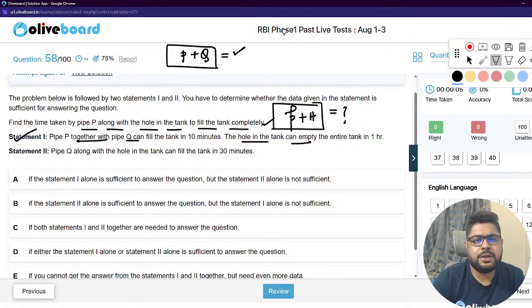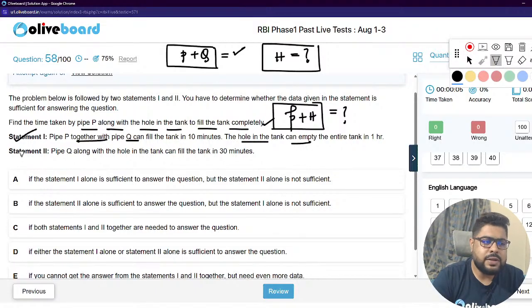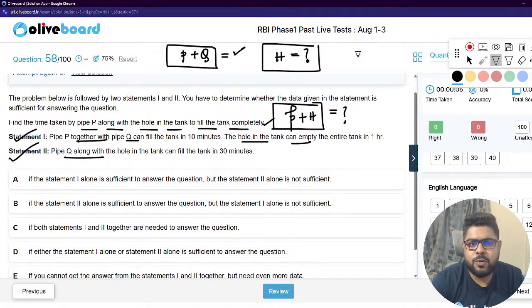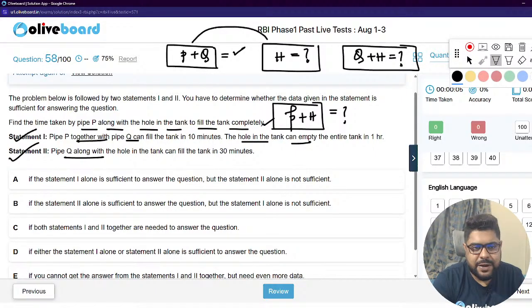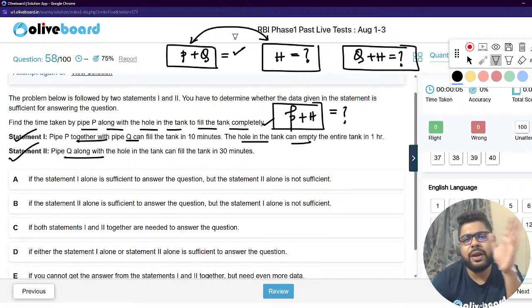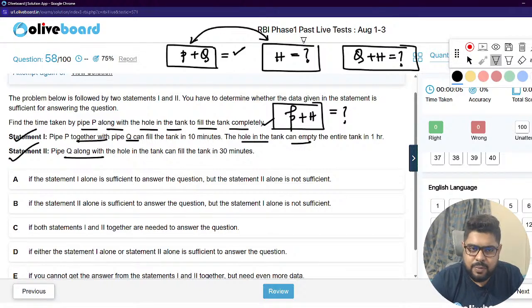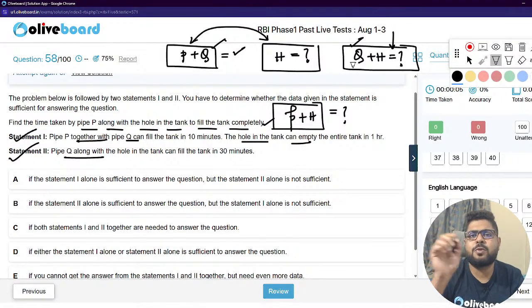So definitely the capacity of the hole we also know. Statement 2 is giving what? Pipe Q plus hole. This also we know. Now please understand, from statement 1 alone, we cannot figure out, because there is no way I can omit Q. From statement 2 alone, we also cannot omit Q. But if we take both together and simply subtract, you see Q cancels and I can figure out P plus H.